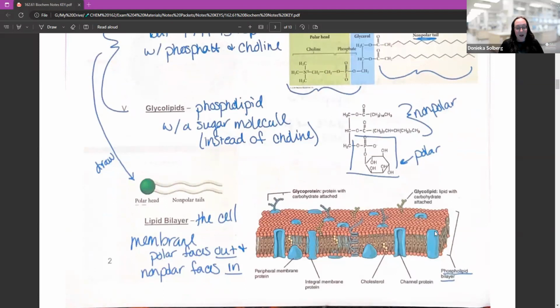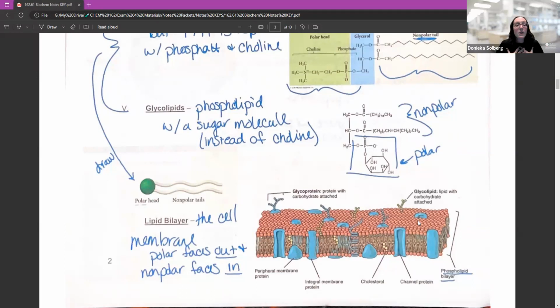That's the layer that goes around all of the cells that are in animals. And these are our phospholipids. So they have a polar head and they have a non-polar tail. So the polar heads go on the outside and then the tails go on the inside.